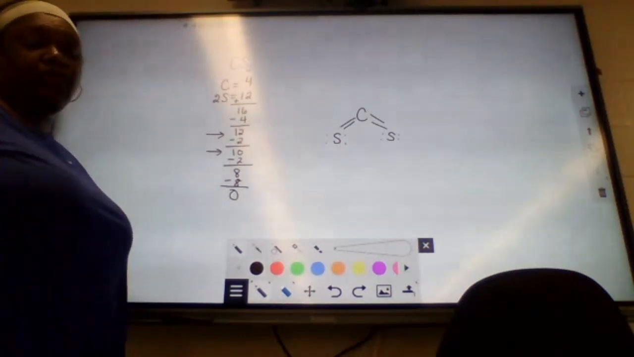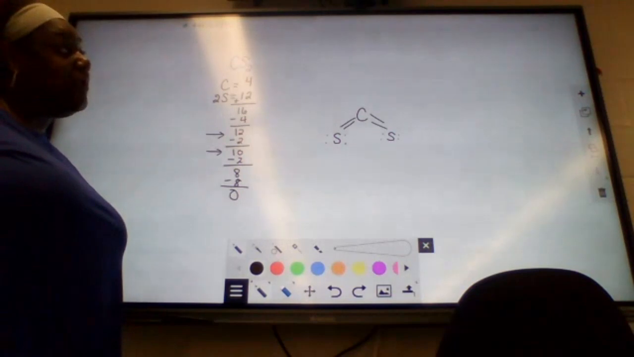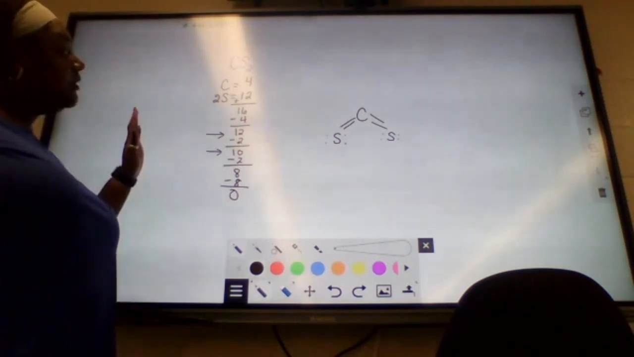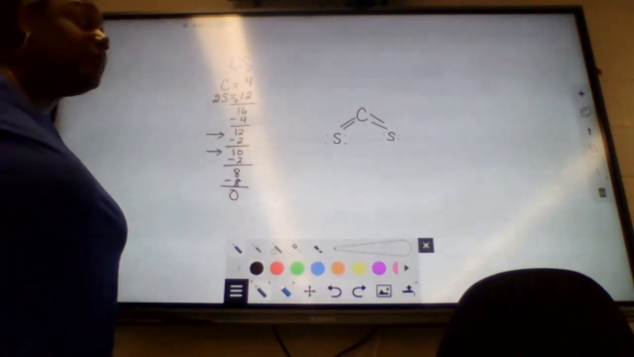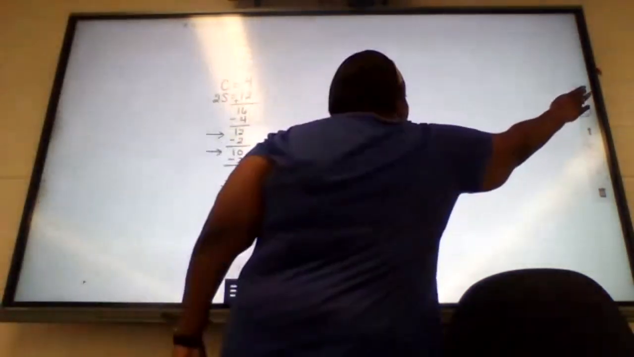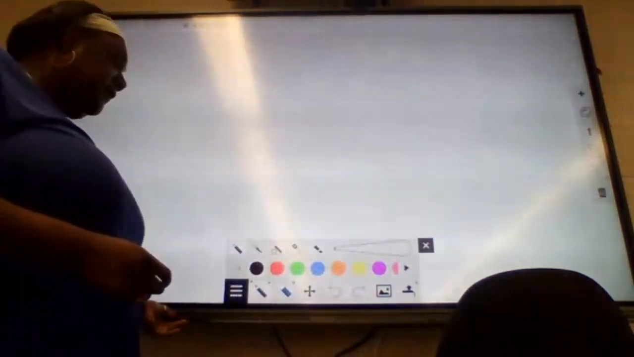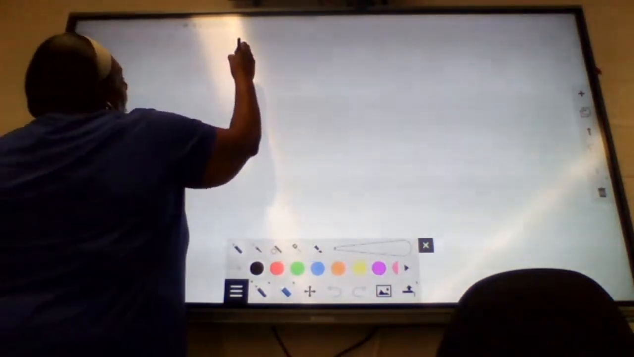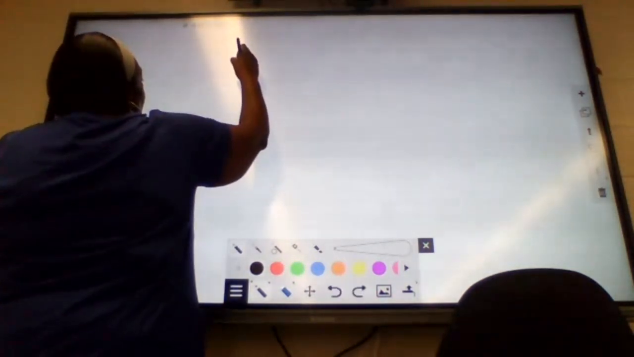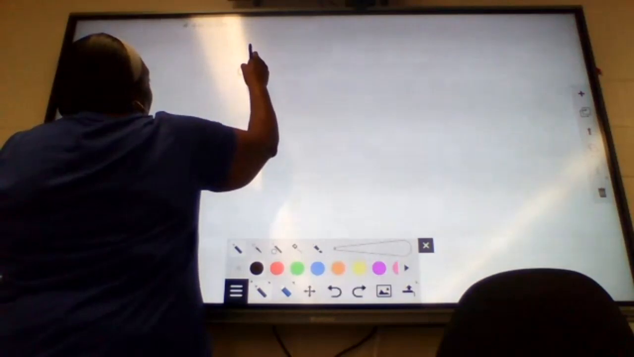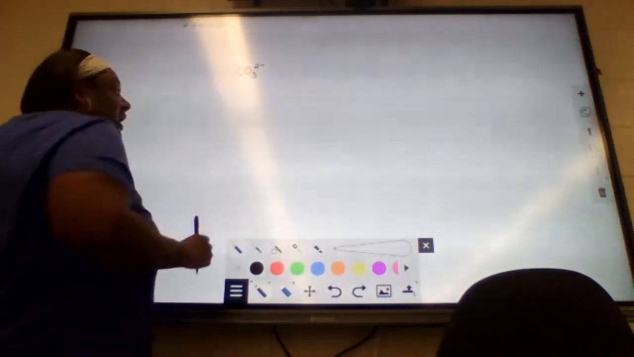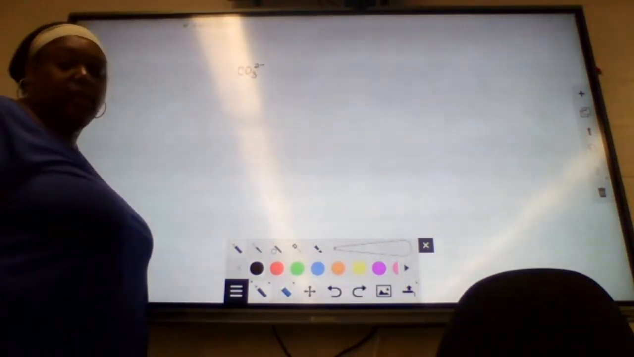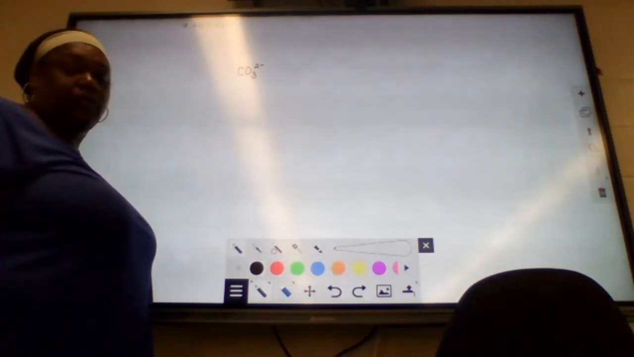But the good thing about Lewis structures is that they actually can be used not only in compounds, they can also be used to draw the structures for ions. So let's say we consider an ion. Let's draw the structure for the ion carbonate, which is CO3 with a 2 negative charge.